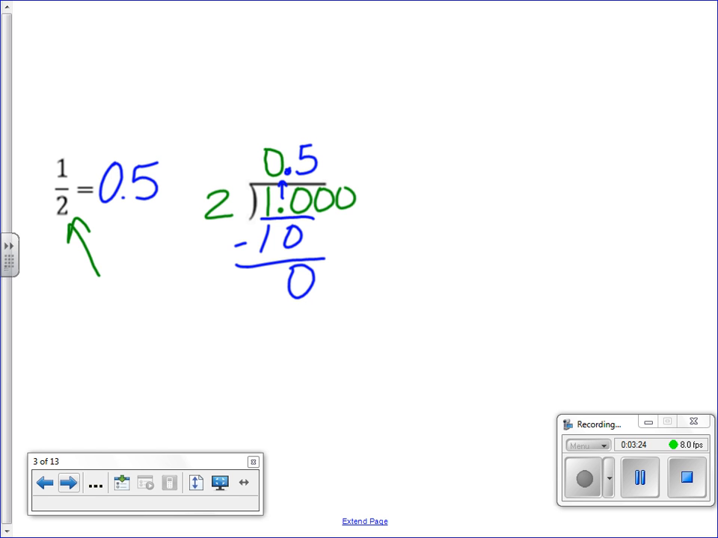So I want you to think about it. If you have $0.50, that's the same thing as 50 cents. Okay? So these two are equal. So this relates it to something that you're already familiar with. Let's look at another example.